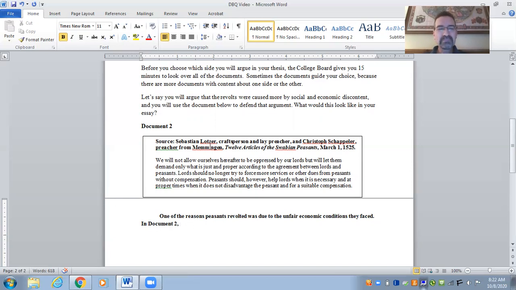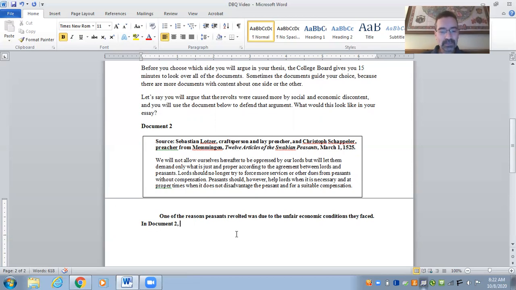You should always mention something about the people. They're the ones that are actually writing this. These are the two people, Lotzer and Schapeler. They're the two people that are actually making their argument. Now, I may not need to use their names necessarily because both of them, it says, are preachers. So I'm going to do this.